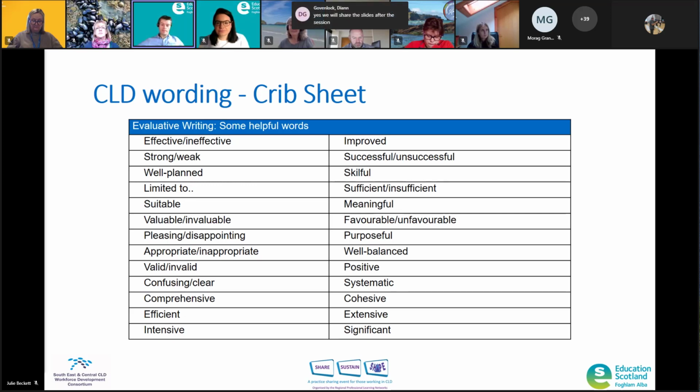And if you read any HMI reports for any areas in regards to CLD, you'll see these are a lot of the words that they would use while evaluating the service within a particular learning community or authority. So understanding that language helps you get an idea, even if you're reading a report, how good a service is and its different indicators. Next slide.